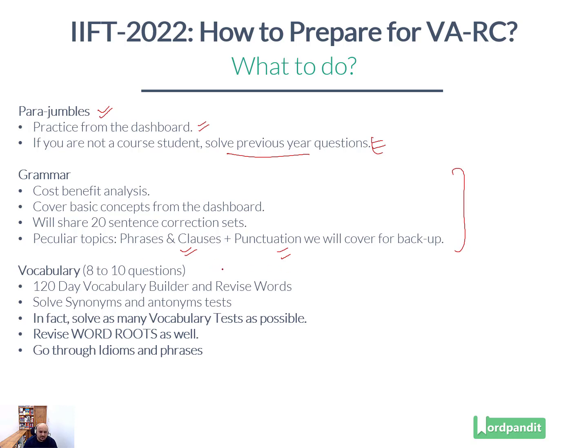Vocabulary, you should be prepared for 8 to 10 questions. Go through word roots you've got to solve. Go through idioms and phrases as well. Remember, these are peculiar things which are present in the exam. Idioms and phrases, word roots, one word substitutions. So these are things that you need to prepare for.